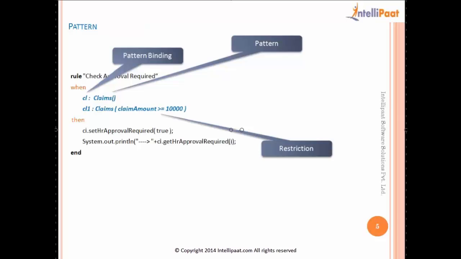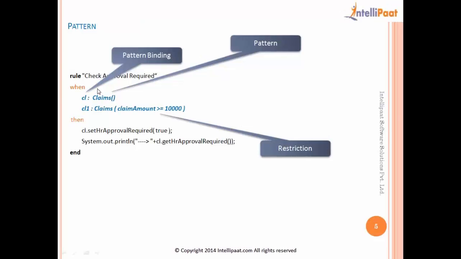And the pattern, this is the one which makes everything work: pattern matching. So we'll see what a pattern looks like. Whatever we saw here, this is the pattern. The username equal to Fedra, that is the pattern. Here we have a different rule, CL:claims. This claims part is the pattern, and this claim amount greater than or equal to 1000 is the pattern. Whatever is after the colon, those are all patterns.